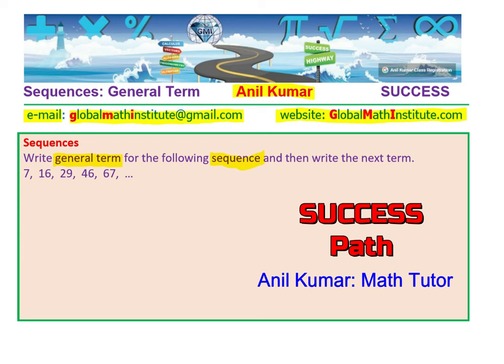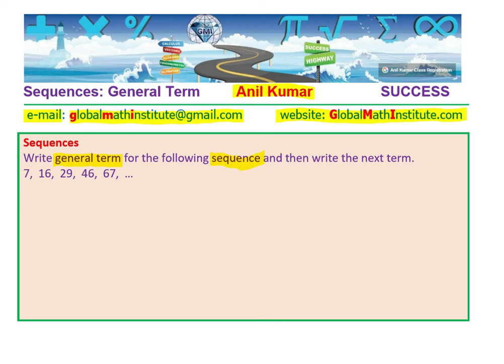Now let's look into the solution of this problem. As I said before, it is a strategy which is not covered in books, and you'll find it very useful for solving any question based on sequences where a polynomial is the general equation. The question here is: write the general term for the following sequence and then write the next term.